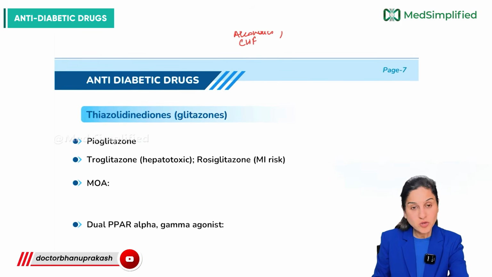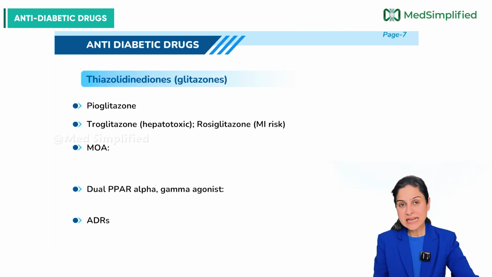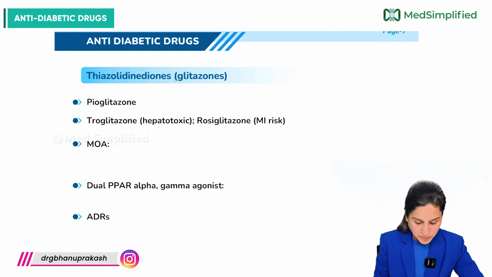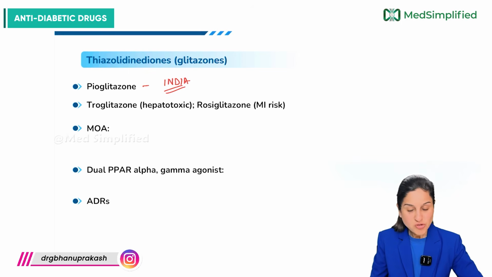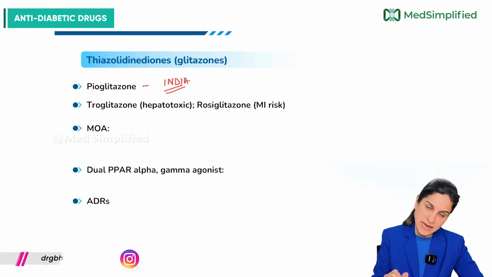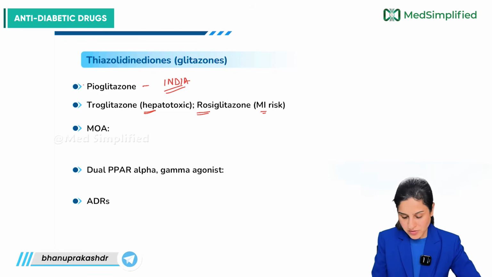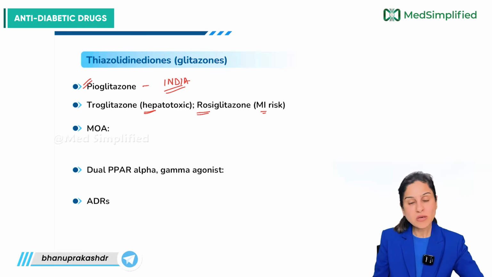Moving on to the next group, which is your thiazolidinediones, and the other name is glitazones, because all of these drugs end with the word glitazone. We have pioglitazone. This is the only drug available in India, right? Troglitazone was there, but no longer because it is hepatotoxic. Rosiglitazone in India is not used because it has increased risk of myocardial infarction. So the only drug here we have is pioglitazone.